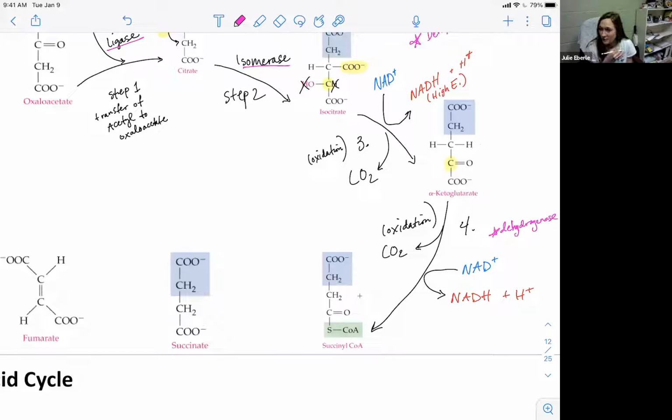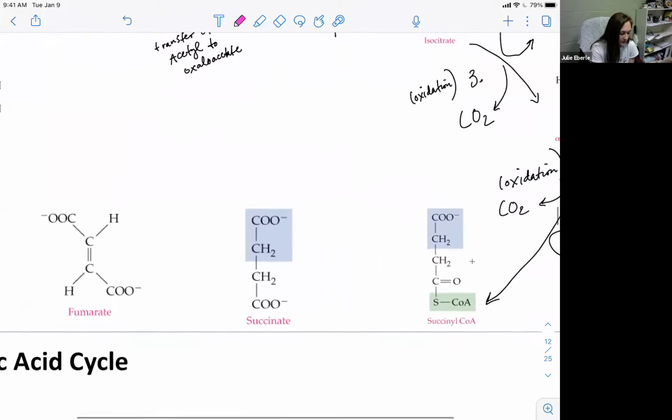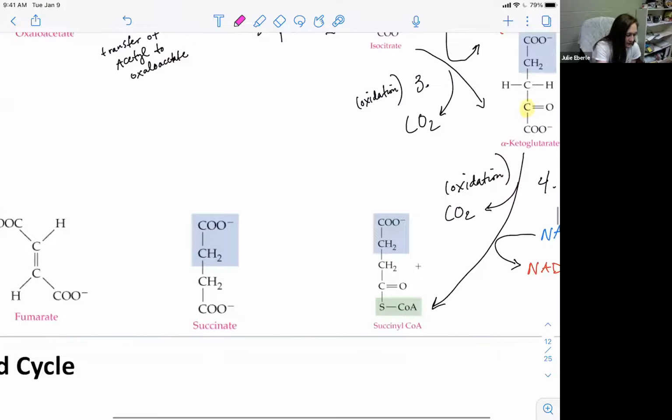You produce a CO2 molecule. So far we've made 2 CO2 molecules, carbon dioxide, and we've reduced the coenzyme NAD plus. We've reduced it 2 times in a row using a dehydrogenase enzyme. Okay. So that was step 4. Now to step 5.